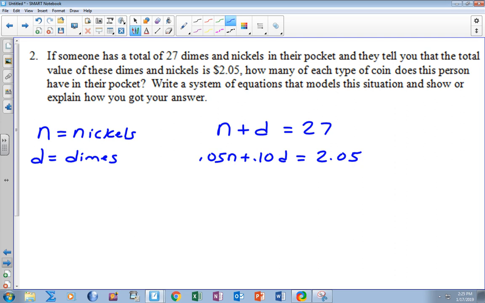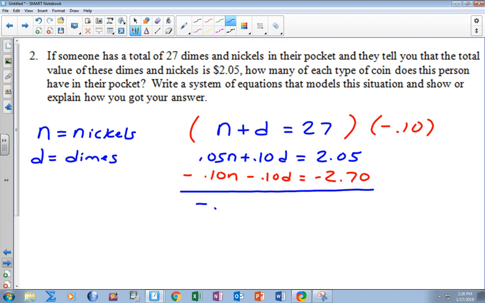So when it comes to the exam, you will have a question like that. You're going to have one equation in terms of the amount of items they have, right? And then one in terms of monetary value, okay? So for this one, to me, the fastest way to solve this would be to use elimination. I would honestly just multiply this whole first equation by negative 0.10, right? And write it underneath here. So that gives me negative 0.10n minus 0.10d equals negative 2.70, right? And then you can combine them together.